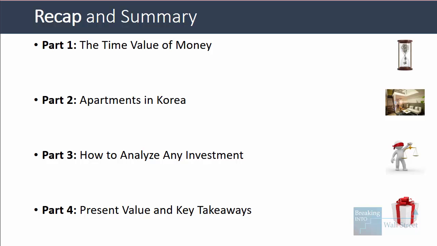That's it for this lesson. Coming up next, we'll be defining these terms more formally, and we'll be moving from opportunity cost and apartments in Korea and the time value of money into more formal terminology that you typically use in the finance industry to describe everything here.